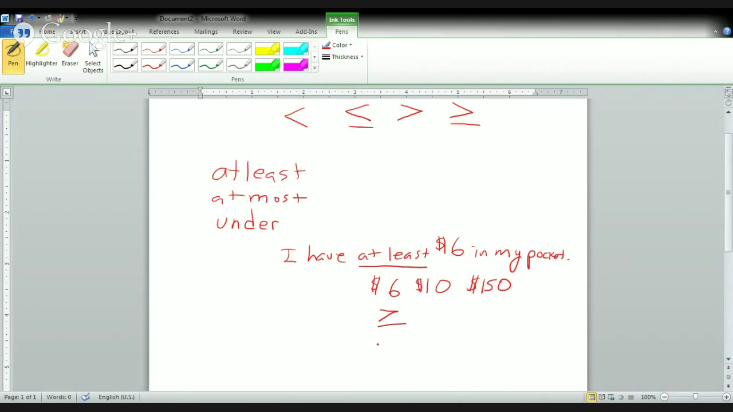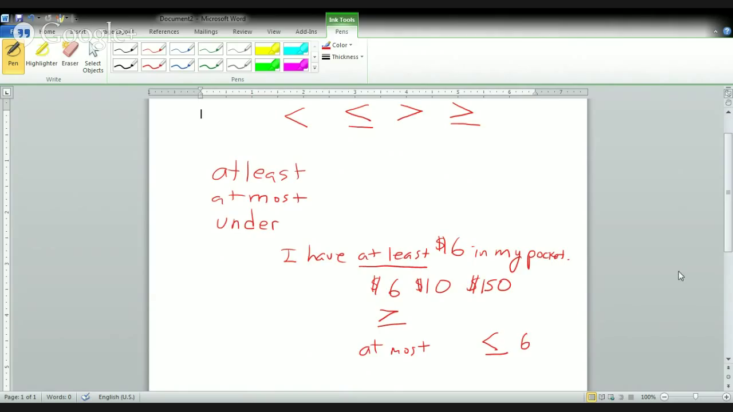If I do the same thing and I say I have at most $6 in my pocket, then, you know, could I have $6? Yes, it could be equal to $6. So I can put my little equal sign. Could I have 7? Well, not if it's at most, but I could have 5. So that tells me it's less than.